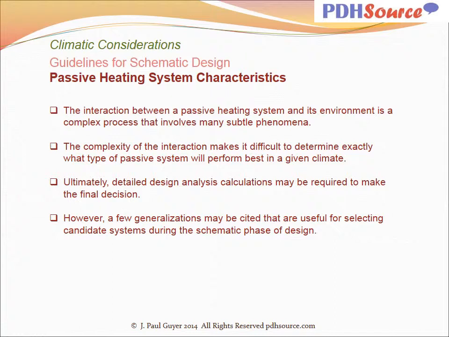The interaction between a passive heating system and its environment is a complex process that involves many subtle phenomena. The complexity of the interaction makes it difficult to determine exactly what type of passive system will perform best in a given climate. Ultimately, detailed design analysis calculations may be required to make the final decision. However, a few generalizations may be cited that are useful for selecting candidate systems during the schematic phase of design.